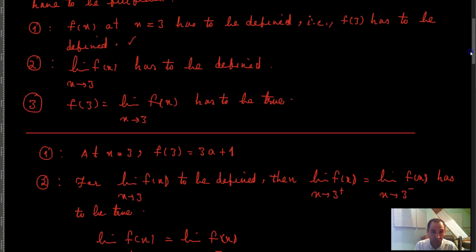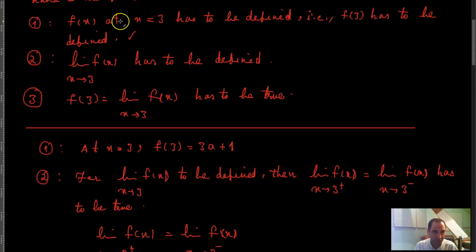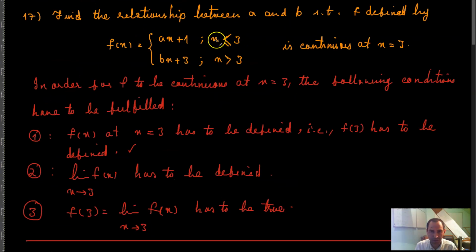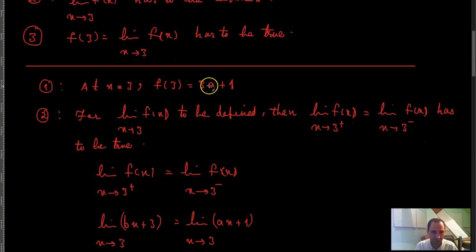First of all, the first condition: f of x at x is equal to 3 has to be defined, meaning that f of 3 has to be defined. This is already defined by the function, as you can see here, for x less than or equal to 3. So f of 3 would be calculated using this. Substitute x by 3, you'll get 3a plus 1, right? So f of 3 would be 3a plus 1.